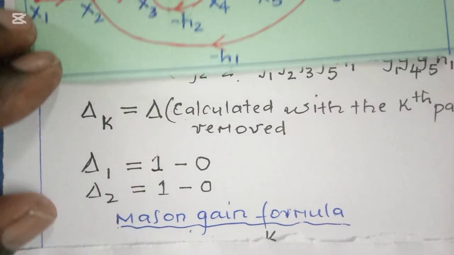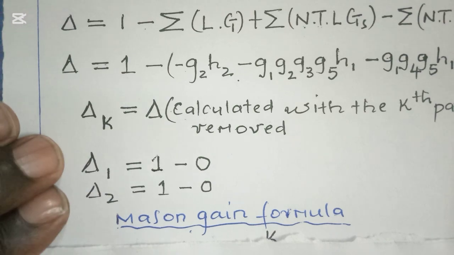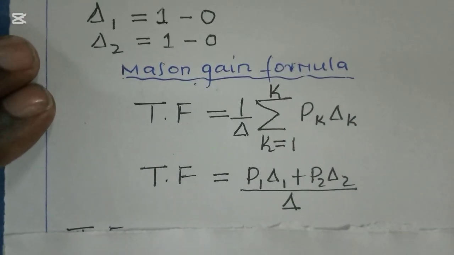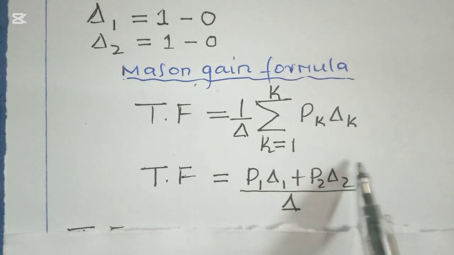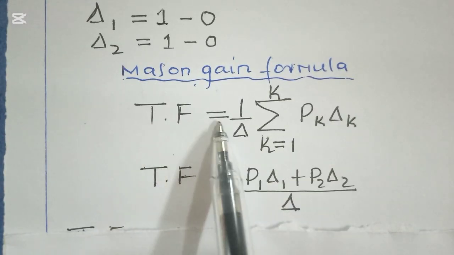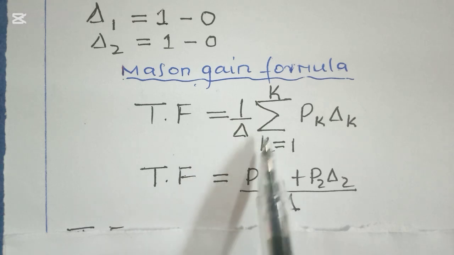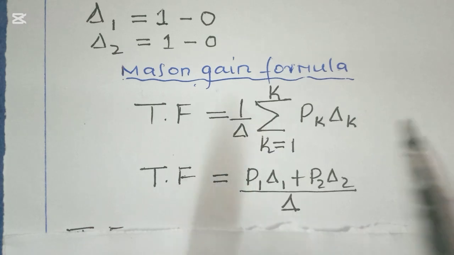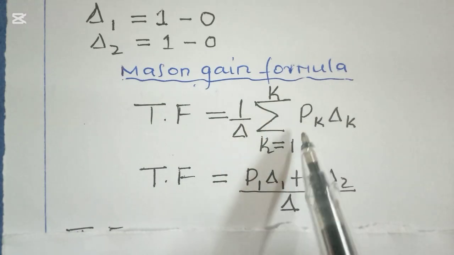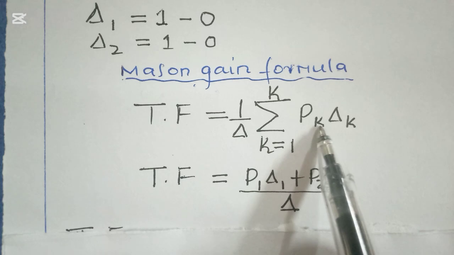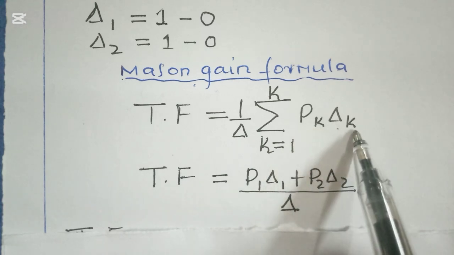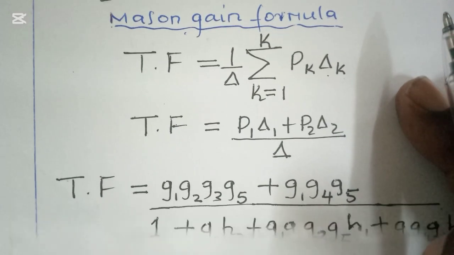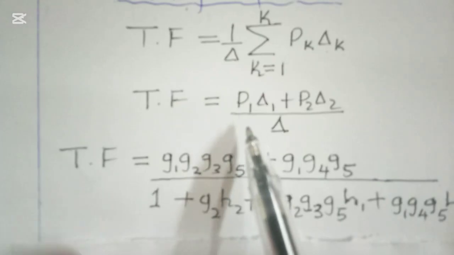From there, we now come to what we call the Mason gain formula, which you can see right here. It is written like that: transfer function equals 1 over delta, summation from k equals 1 up to the number of paths, the last path, of Pk, the kth path, times delta k, the kth delta. For us, we only have 2, so we now come and fix our figures.